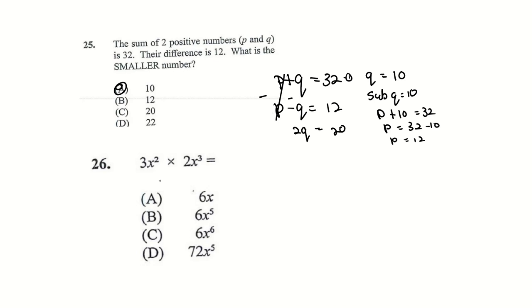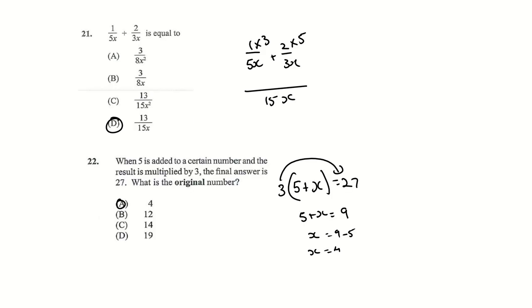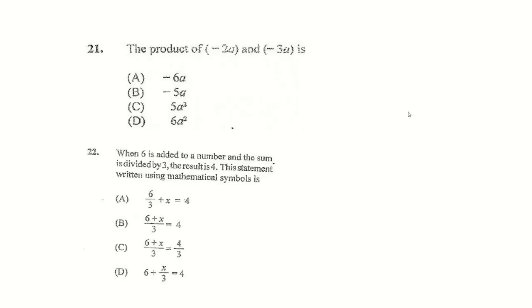Number 26 is a repeated question. 3 2s are 6, 6x to the power of 5. That is the end of May, June 2019. Now we're going to look at January 2019. Paper 1, section 6, numbers 21 to 26.